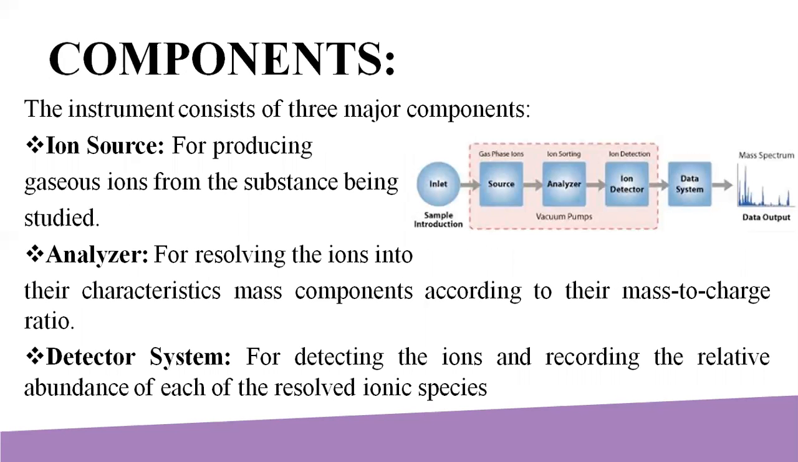Now, components of mass spectrometry. The instrument consists of three major components, that are ion source, analyzer, and detector system. Ion source is for producing gaseous ions from the substance being studied. The second one is analyzer, that is used for resolving the ions into their characteristic mass components according to their mass to charge ratio. And the last one is detector system, that is used for detecting the ions and recording the relative abundance of each of the resolved ionic species.